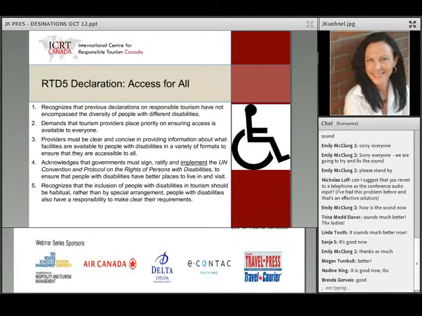The first one, access for all. As part of our responsible destination, the declaration states that we should have access for all. The 5 points listed here acknowledge the emerging need to ensure equitable access for people with disabilities, regardless of what disability it is. It is about ensuring that tourism providers outfit their facilities and transportation services, and this may entail support from the government, and adoption and implementation of the UN Convention and Protocol on the Rights of Persons with Disabilities.